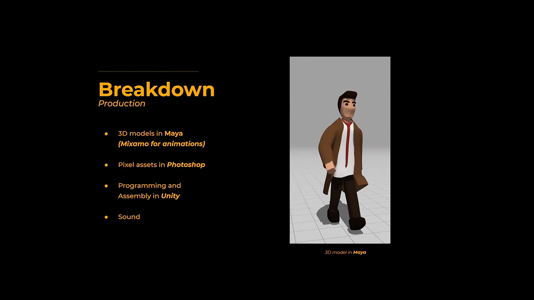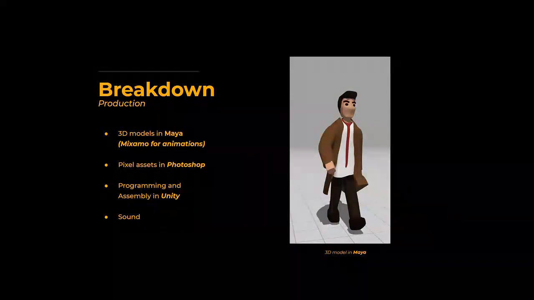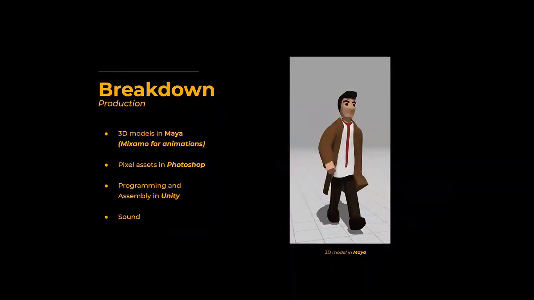Okay, so for the breakdown itself, the 3D models were done in Maya, because I tested hand drawing sprite by sprite, and that would take forever to complete. So that didn't work out. I also tried rotoscoping, which is basically drawing over the animation of a friend. I filmed my roommate and tried drawing over him, but that still took too much time. So I decided to go with 3D models, because it was much faster, and there's also Mixamo for the animations of the characters.